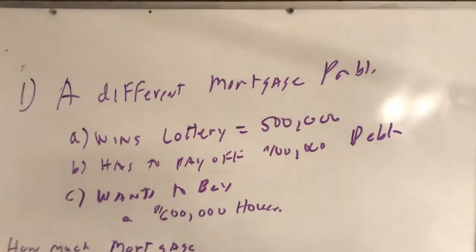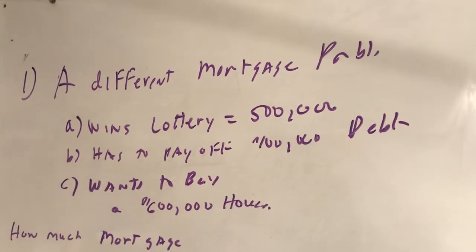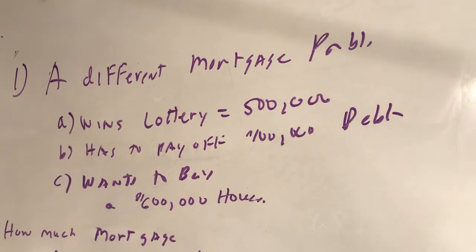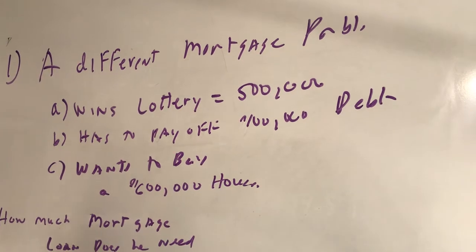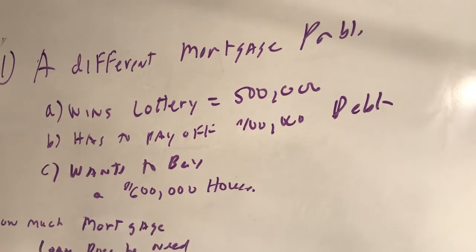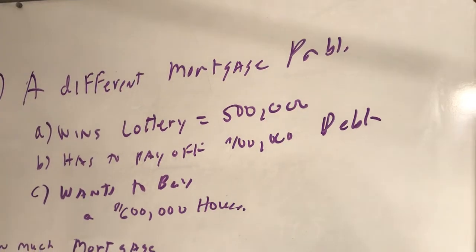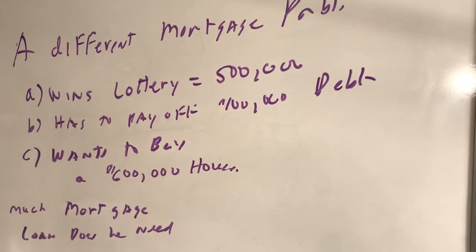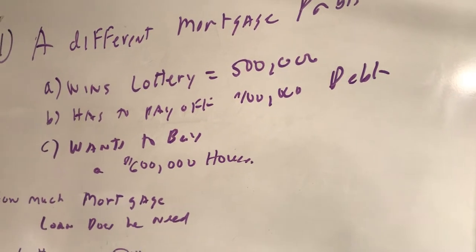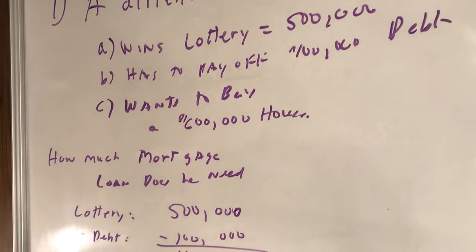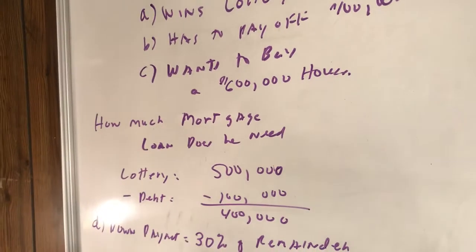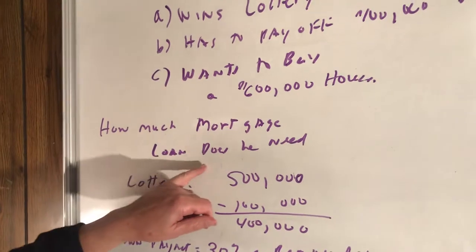I'm going to do a different mortgage problem. The first part is to find out how much mortgage you need. We have a guy who wins the lottery for $500,000, but he has to pay off a $100,000 debt before he can buy a house. He wants to buy a $600,000 house. So let's see, how much mortgage loan does he need?